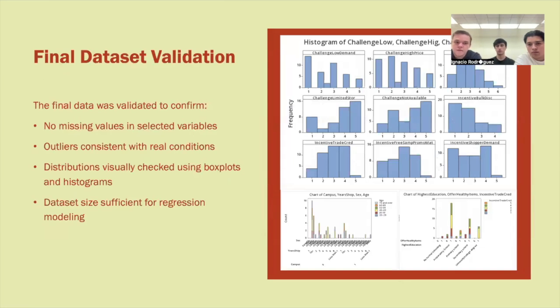This is our final dataset validation, the last step in the ETL process. The final data was validated to confirm that no missing values were in selected variables. Outliers were consistent with real conditions. Distributions were visually checked using box plots and histograms, and dataset size was sufficient for regression modeling. Here on the right, we have the histograms of the numeric variables and also the count of the categorical variables through bar graphs.